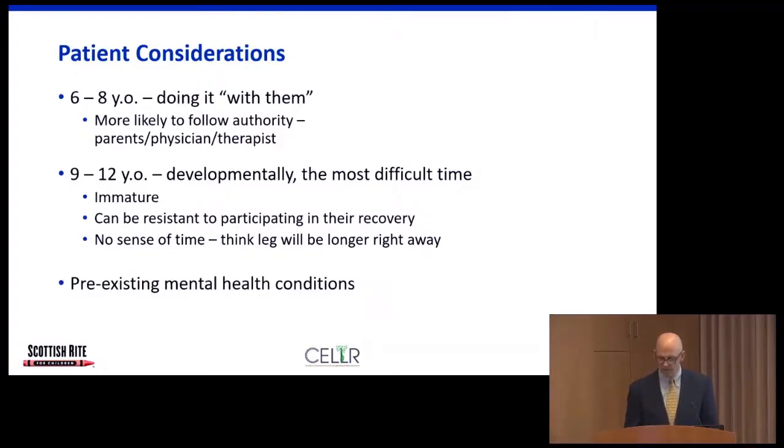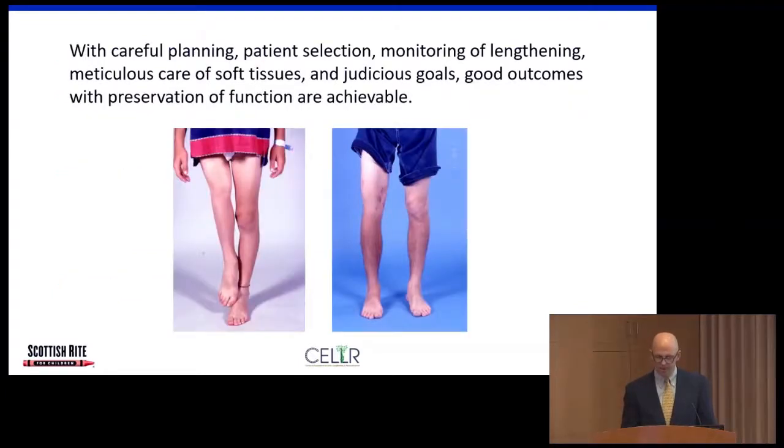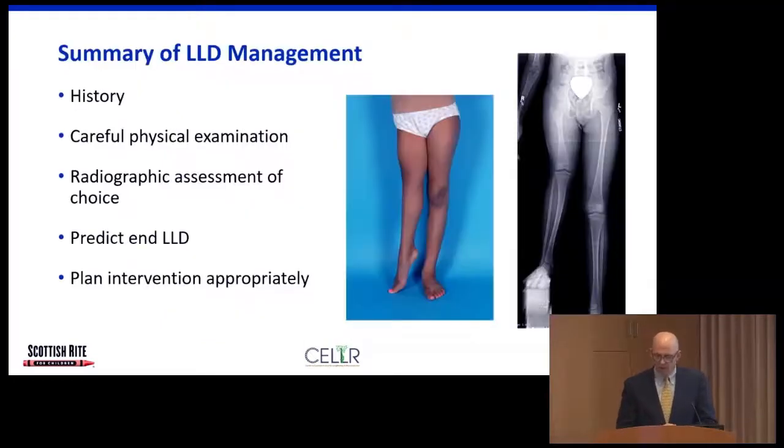Pre-existing mental health conditions are really important to identify. So again, to wrap this up, with careful planning, patient selection, monitoring of lengthening, meticulous care of the soft tissues, and judicious goals, good outcomes with preservation of function are achievable when we're talking about limb lengthening and reconstruction. Summary of limb lengthening management.